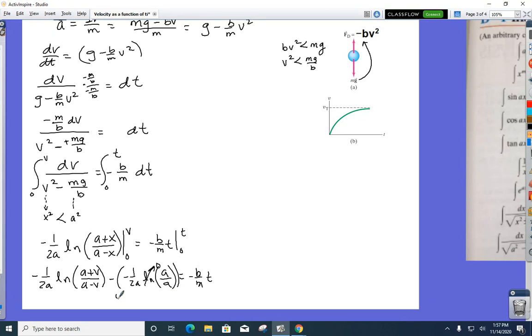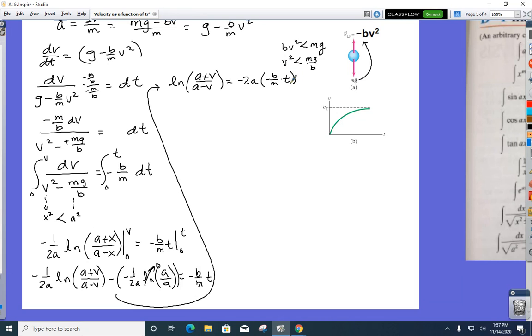I like it. Let's take this thing up to the very top now. Give us a little bit more space and see if we can't start to clean this up a little bit more. So first thing I'm going to do is I'm going to take the negative 1 over 2a and bring it to the other side. So I've got a natural log of a plus v all over a minus v, and that's equal to, let's see, a negative 2a times a negative b over m times t. And there we go. Let's go ahead and just make this be equal to 2abt over m. There we go.